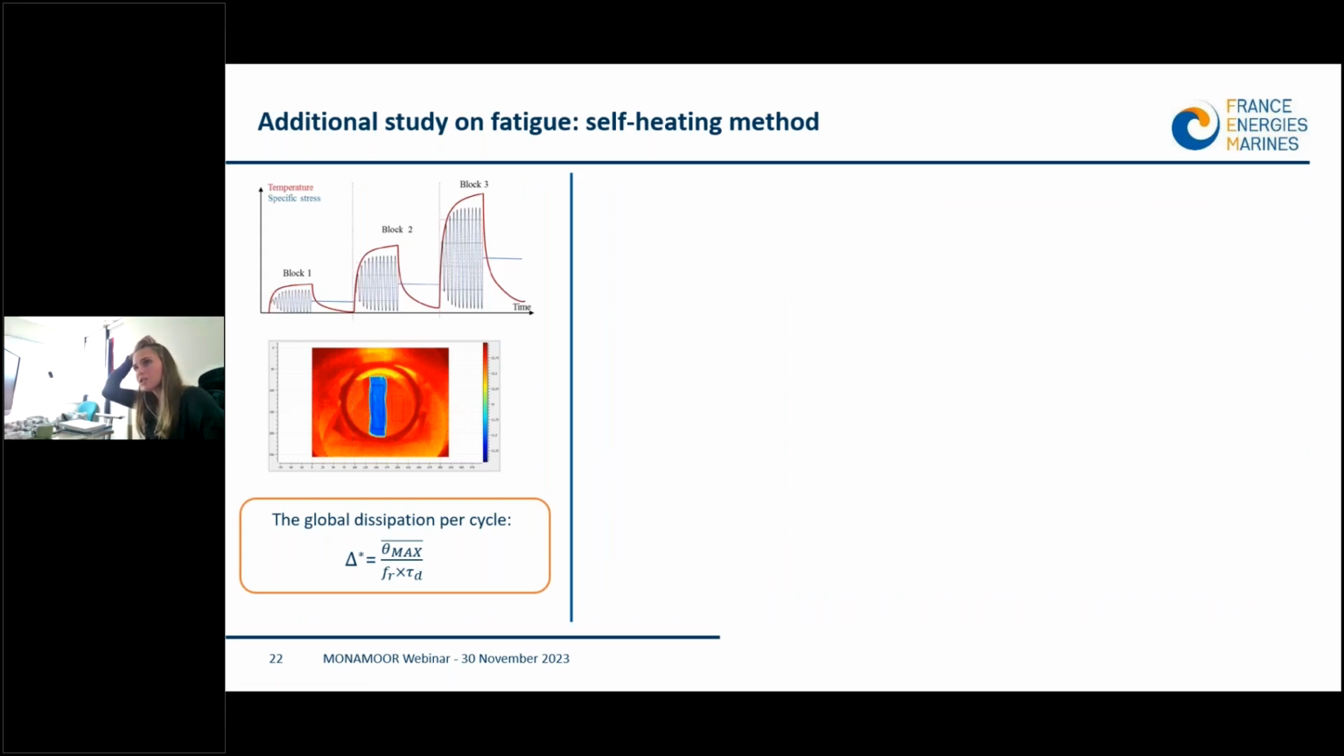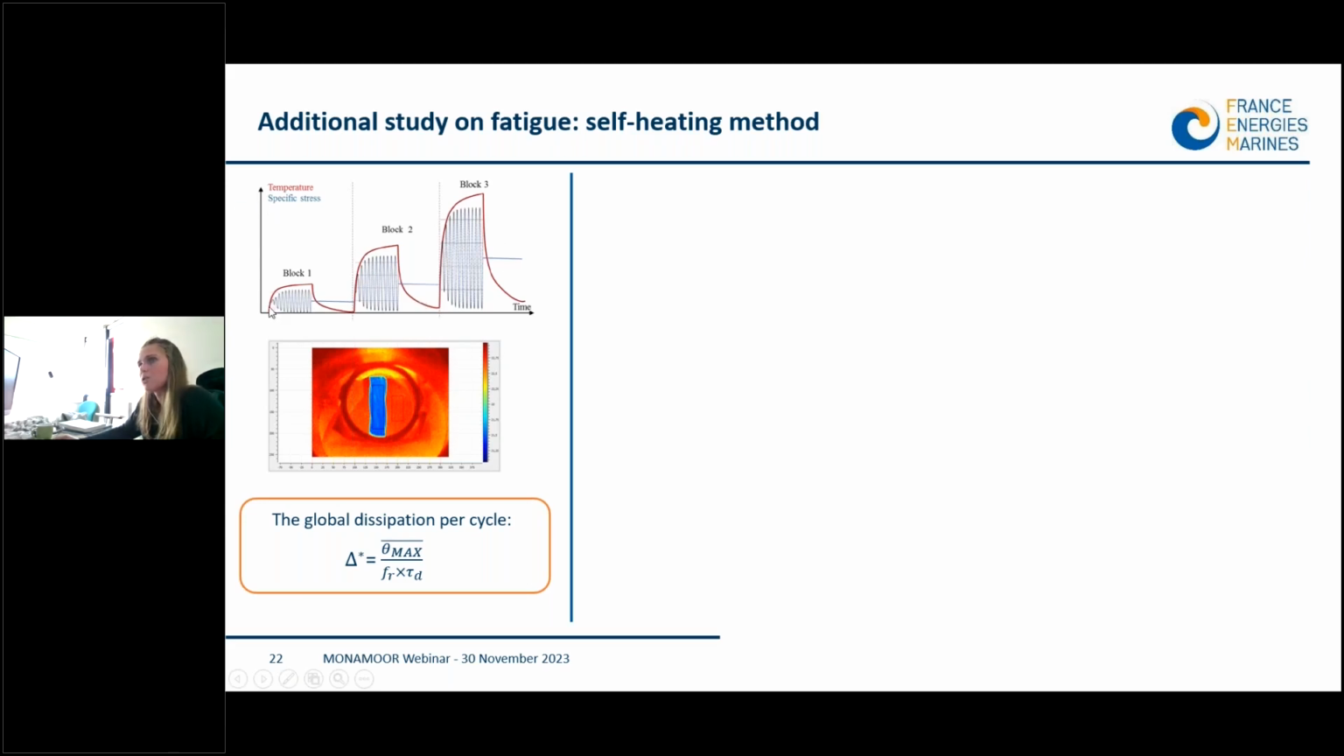So finally, a study that we did during the MONAMOOR project is the study of the self-heating method. It's a method that aims at predicting the fatigue lifetime quickly. It's an experimental test that lasts 1 day. We perform the cyclic test on our sample, and again, it's between a fixed minimum, and we change the maximum between each block. This test lasts only 1 day.